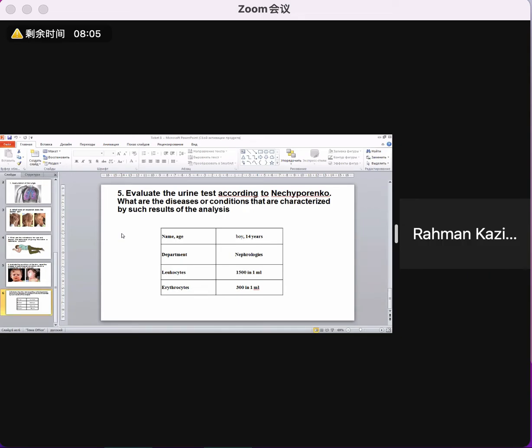It's to check conditions like hematuria or leukocyturia. So to clarify the changes, yes? For example, if in the urine analysis we see leukocytes 100, yes, we can see 100. So we understand that this patient has leukocyturia, and we don't need the Nechiporenko test.